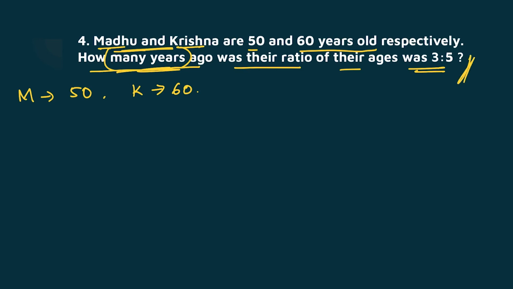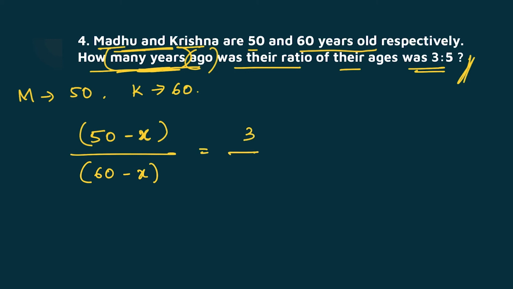So ago means we know we have to subtract. So since it is in the form of a ratio, we take their ages also in ratio. 50 minus x, because we have to find the years. So the years is in the form of x here. Madhu's age by Krishna's age, 50 minus x by 60 minus x, which is equal to 3/5.